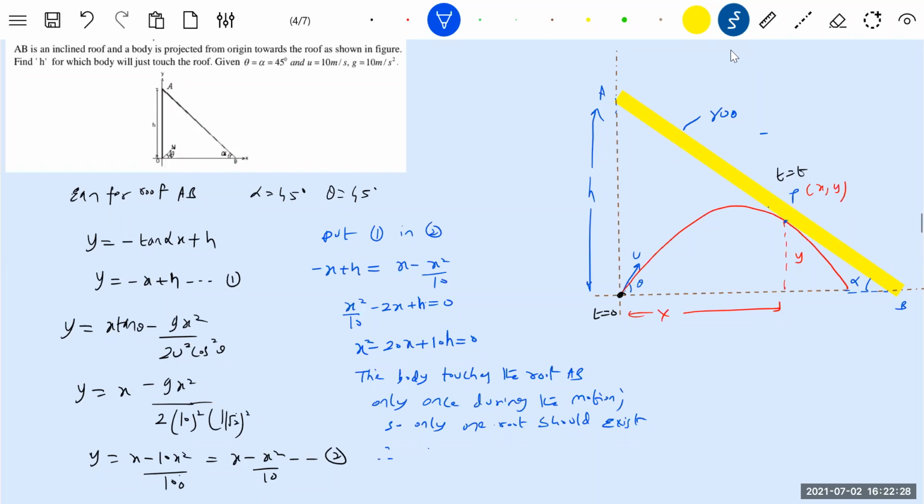So from that, b square, minus 20 whole square, minus 4 into 1 into 10h should be equal to 0. 10 meter, yeah.